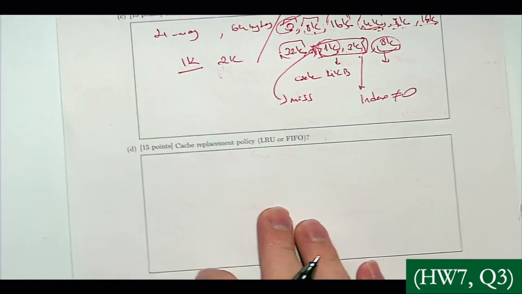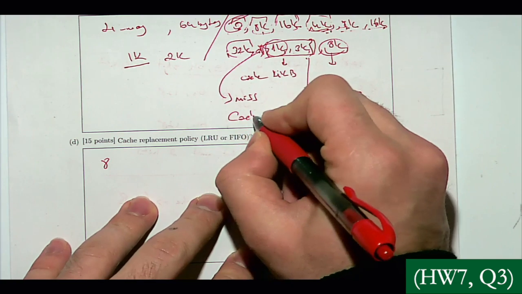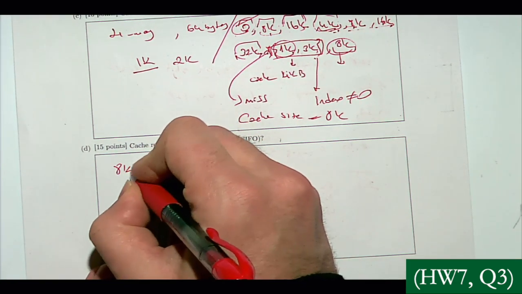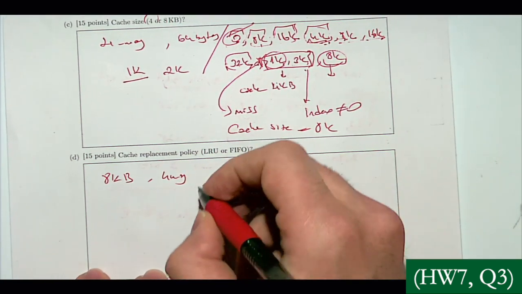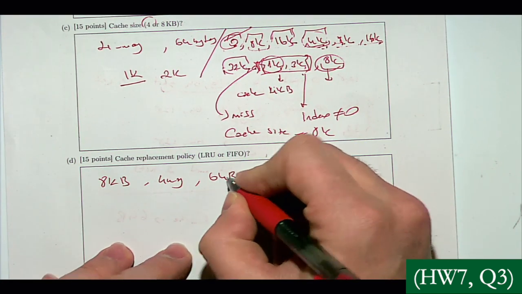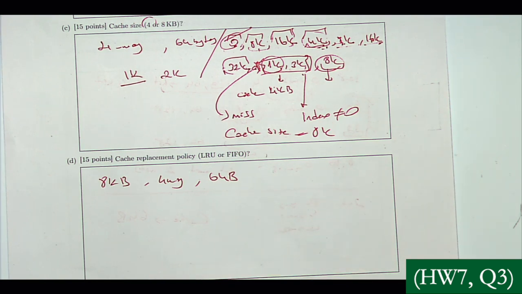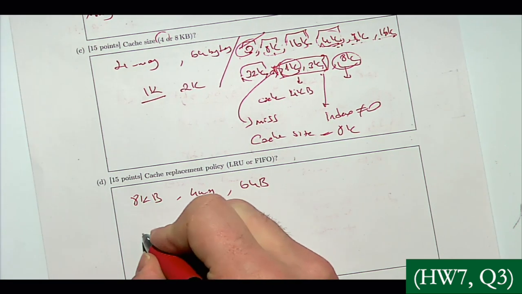So the last question. So we know that the cache size is 8 kilobytes. It's 4-way associative. And the block size is 64 bytes. All right, I got through, I guess. Yeah, let's do the same one last time.